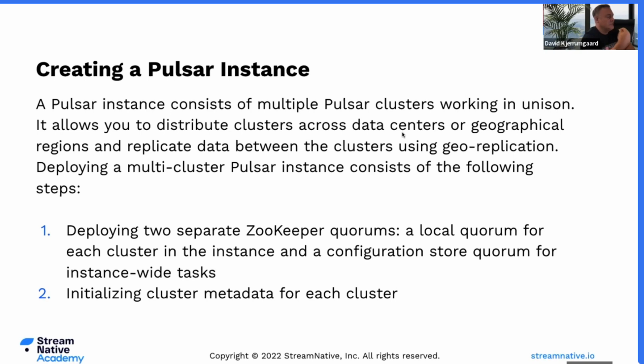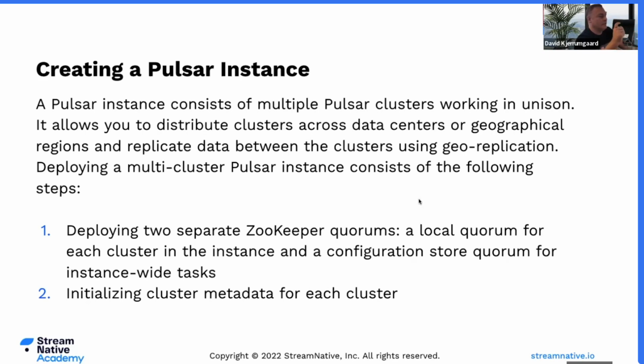There have to be 2 separate metadata quorums, or ZooKeeper quorums. One is a local quorum for each cluster, as we've been talking about. So we've always shown that chart. You have this number of bookies, you have this number of brokers, and you have this metadata store. And that metadata store, configuration store, holds all those policy data, the managed ledger information for the data inside that local cluster.